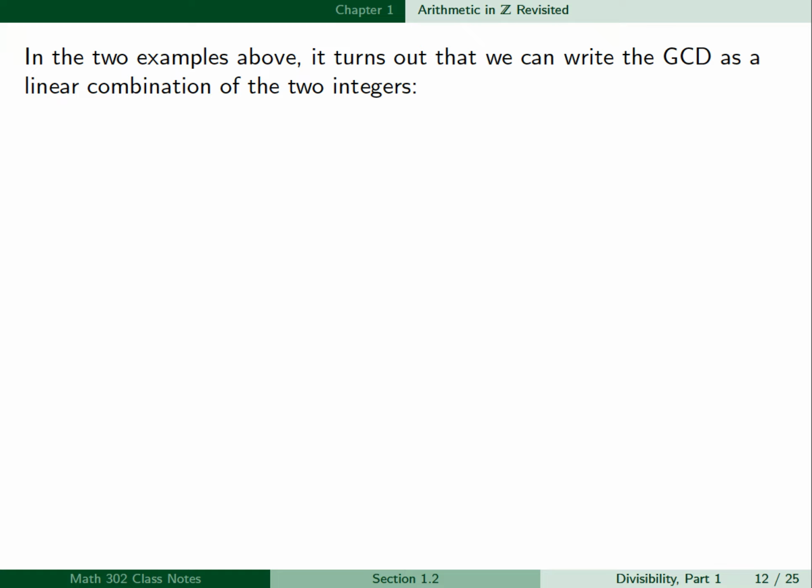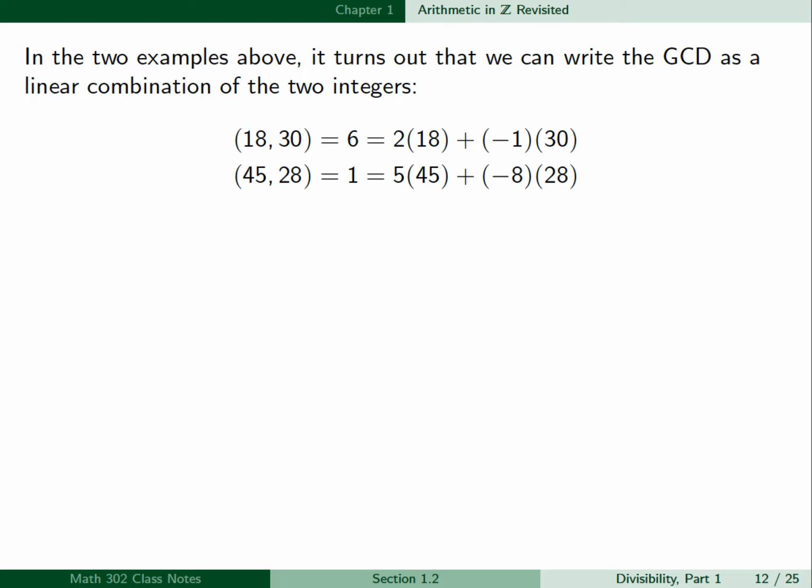Now in the two examples above, it turns out that we can write the GCD as a linear combination of the two integers. If we look at the GCD of 18 and 30, which was 6, that is equal to 2 times 18 plus minus 1 times 30. And the GCD of 45 and 28 was 1, and this turns out to be 5 times 45 plus minus 8 times 28.